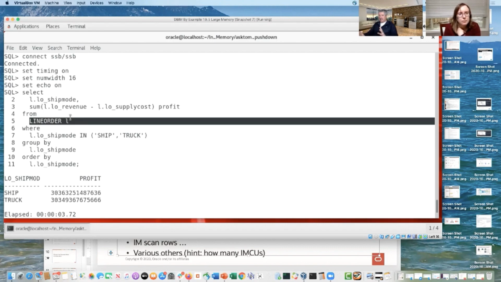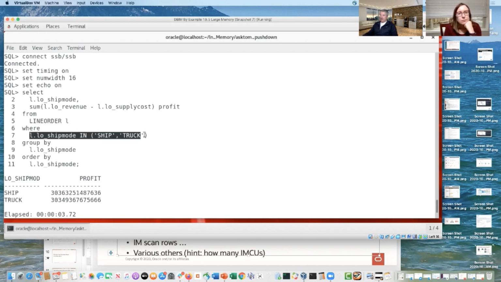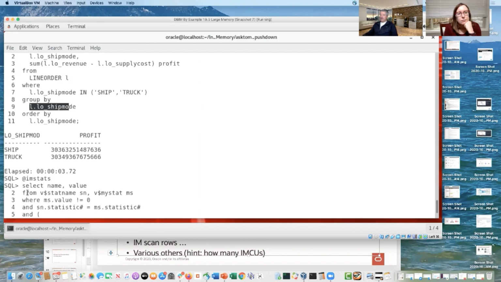So we're not doing any joins. It's an optimization, like I said, we added in 12.2 to further speed up not only multi-table group bys, but even single table group bys. And notice we have a where clause, but then we were grouping by ship mode. We wind up getting two different shipping modes, shipping by ship or truck, and then the total values, in this case profit, that we're taking revenue minus supply cost.